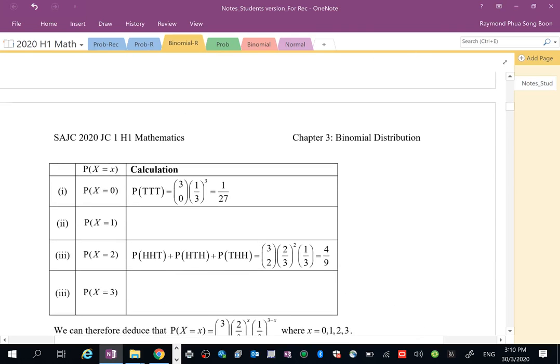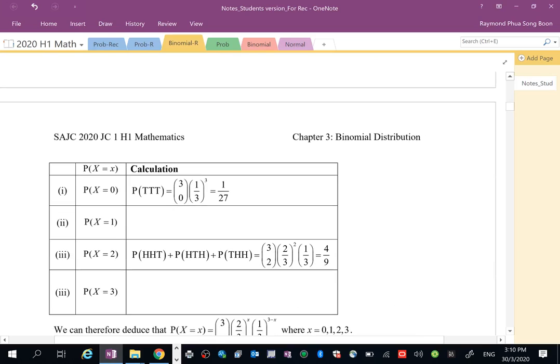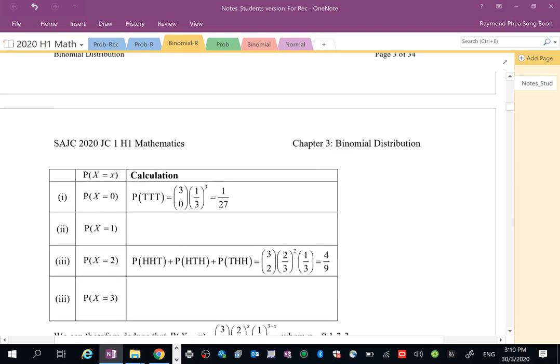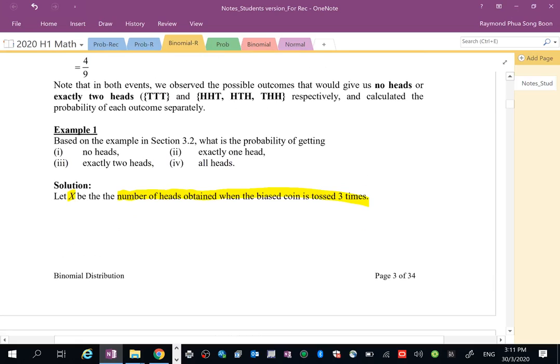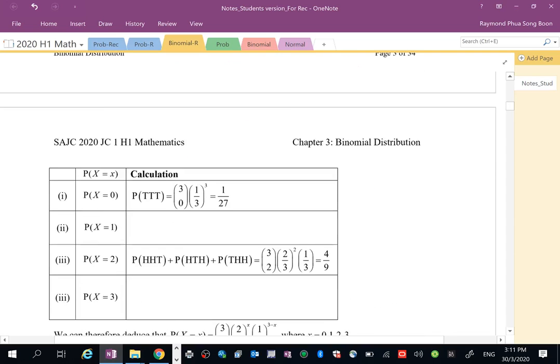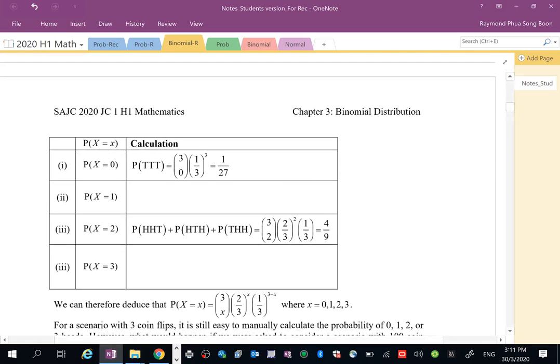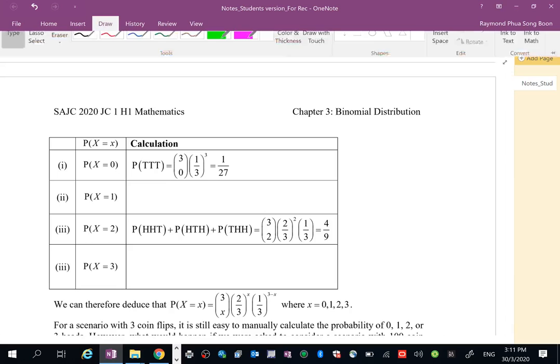We'll calculate the probability of getting no heads, which means X is 0. 1 head means X is 1. 2 heads means X is 2. And all heads means 3 heads, so X is 3. So let's calculate the probability of each of the possible outcomes. We have already calculated part 1 and part 3 above on page 4.